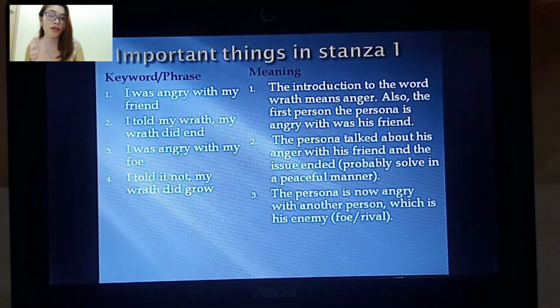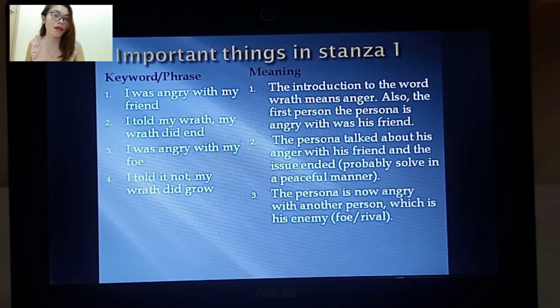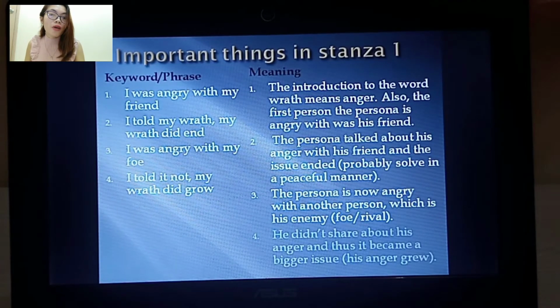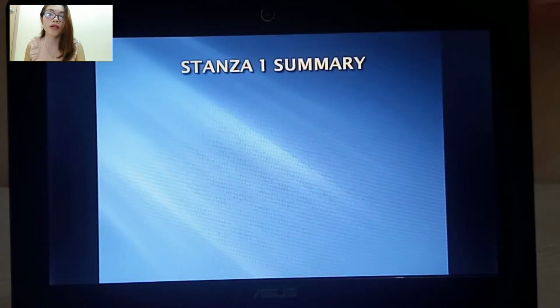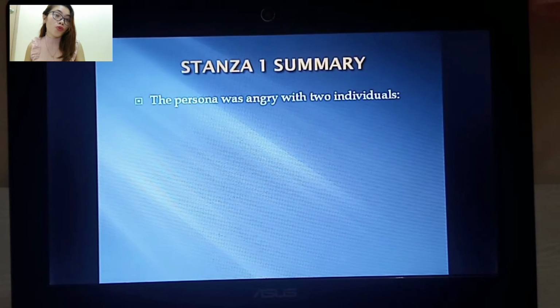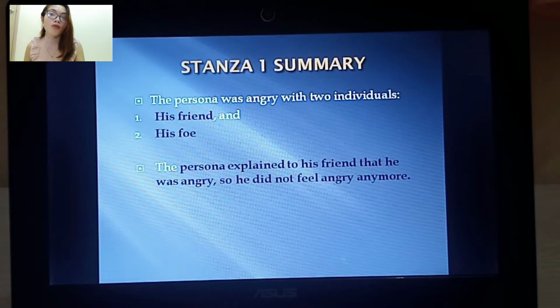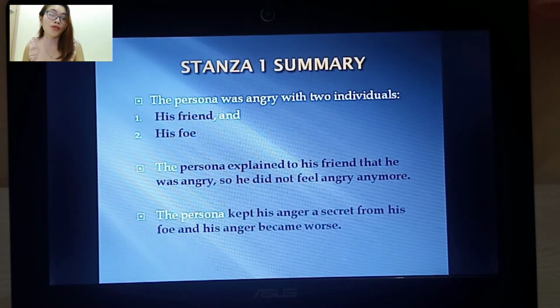I was angry with my foe. Here, the persona is now angry with another person, which is his enemy or his rival. I told it not, my wrath did grow. He didn't share about his anger, and thus it became a bigger issue. His anger grew. To sum it up, the persona was angry with two individuals. First is his friend, and second is his foe. The persona explained to his friend that he was angry, so he did not feel angry anymore. But the persona kept his anger a secret from his foe, and his anger became worse.